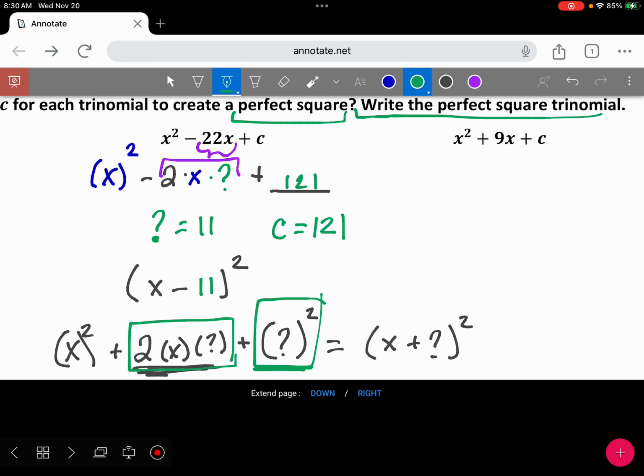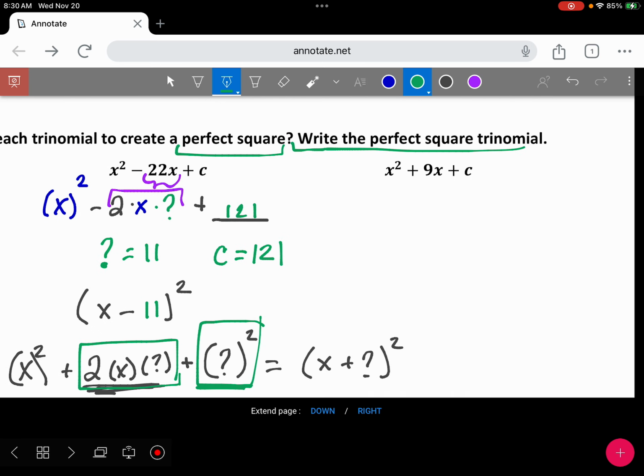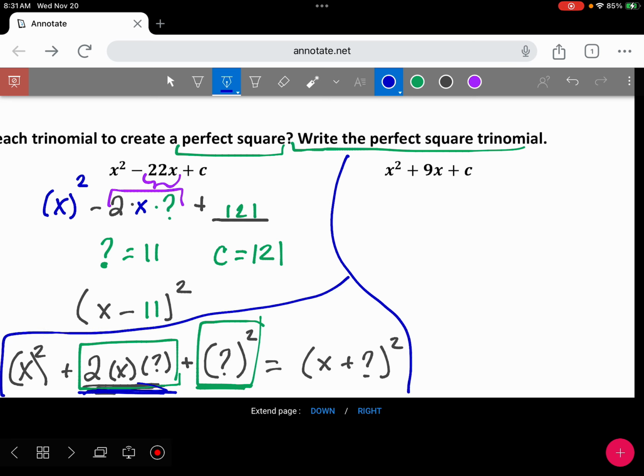So the right-hand one is definitely the hardest one, because it's still following this pattern, but it's not an even number. So it's going to wind up a little fractiony. So we're still going to follow this pattern. This front piece is still made up of an x that's been squared. We're trying to figure out what this piece is so we can square it. And the middle needs to be made of 2 times the front x times something.